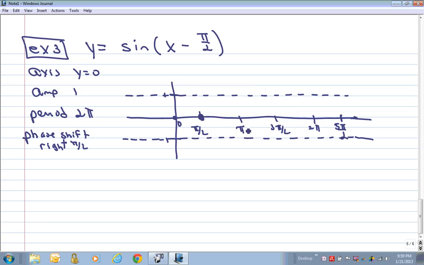Then at the next key value, which is at pi, we're going to go to the top of the amplitude. Back to the axis, bottom of the amplitude, back to the axis. And we end at 5 pi over 2 because the distance between pi over 2 and 5 pi over 2 would be 4 pi over 2, which is 2 pi, which is our period. So this graph will look like this.